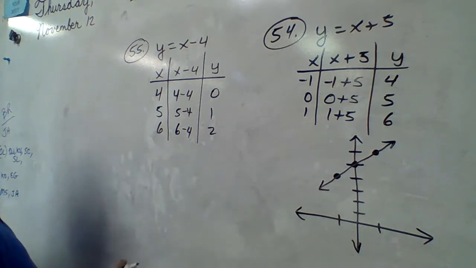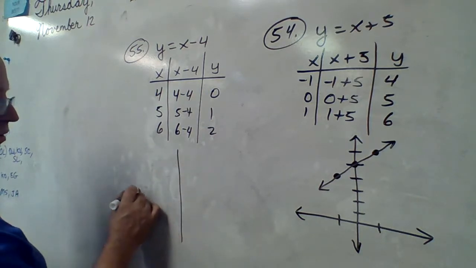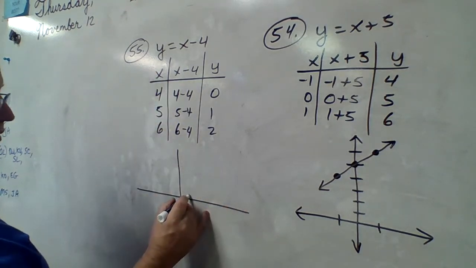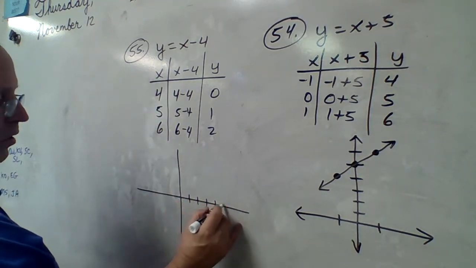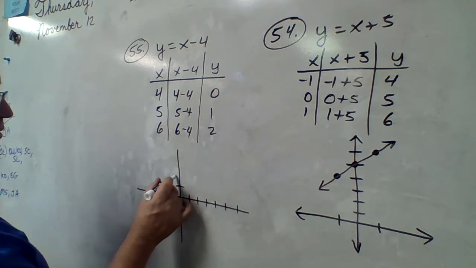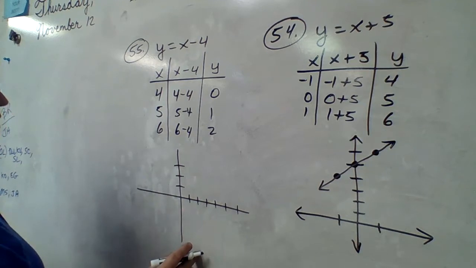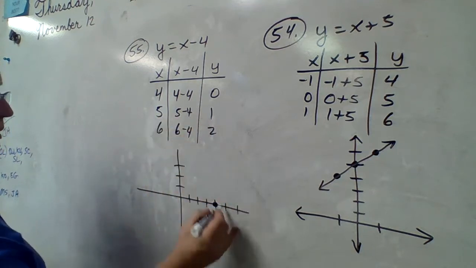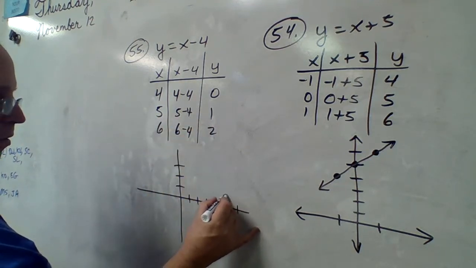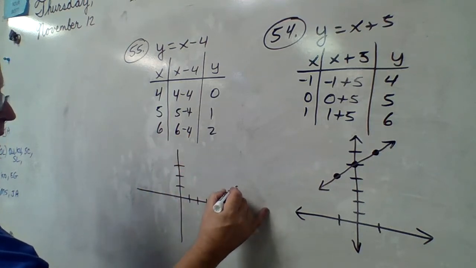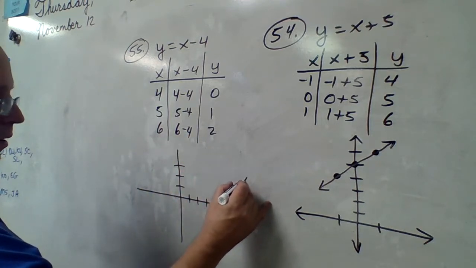Okay, now, how do we graph this, though? Well, we're going to have to go all the way out to 6 on the x-axis, right? So 1, 2, 3, 4, 5, 6. And on my y-axis, I have to at least go up to 2, right? There we go. 4, 0, where would that be? That would be right there. 5, 1 would be right there. And 6, 2, well, that would be right there, wouldn't it?